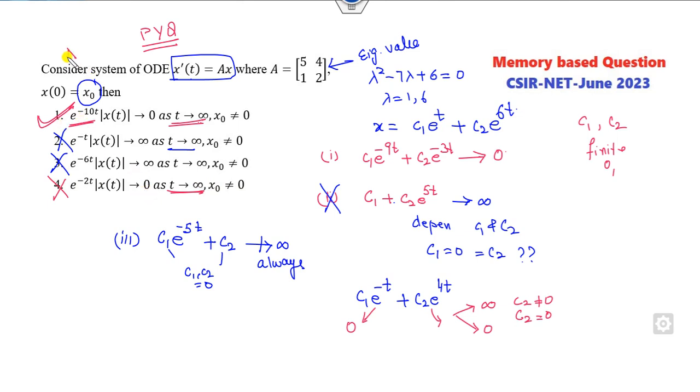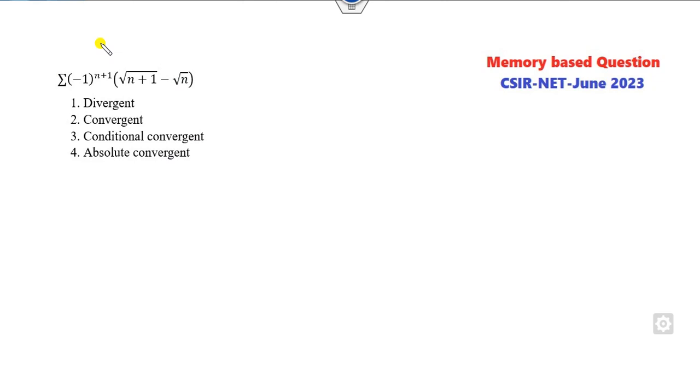So the right answer is only A. Okay, look at another question. Which of the following is convergent or divergent? So I can rationalize this function. It can be written like this.